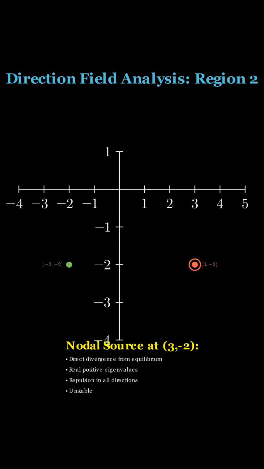In nodal sources, the divergence from equilibrium is exponential. The direction field shows a radial divergence pattern where all vectors point outward from the critical point. This represents repulsion in all directions.